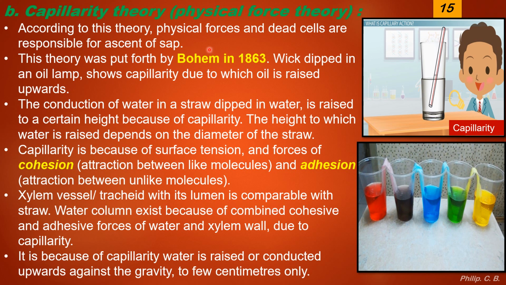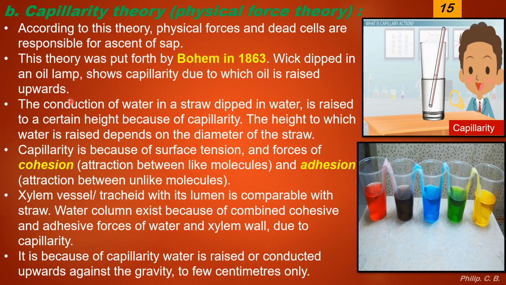So first point, according to this theory, physical forces and dead cells are responsible for ascent of sap. Unlike the previous one, which involved living cells, here it is a physical force and dead cells that are responsible for ascent of sap. This theory was put forth by Boehm in 1863. Students, also remember the scientist's name in each of the theories, who put forth the theory.